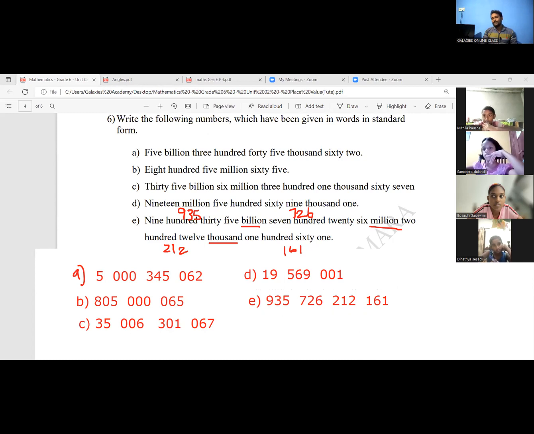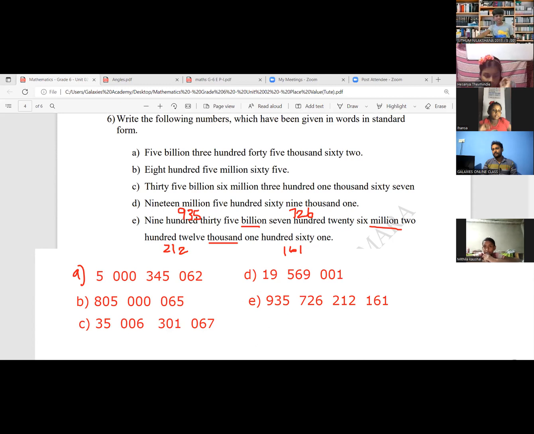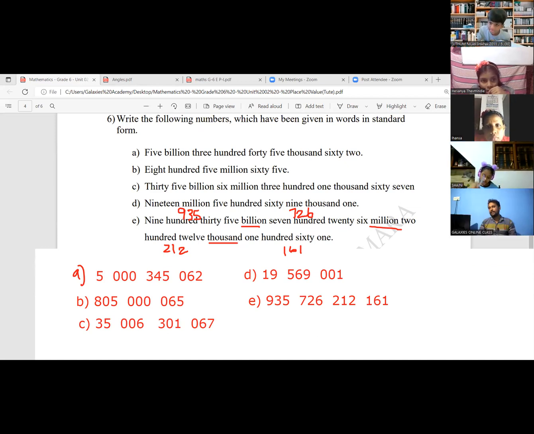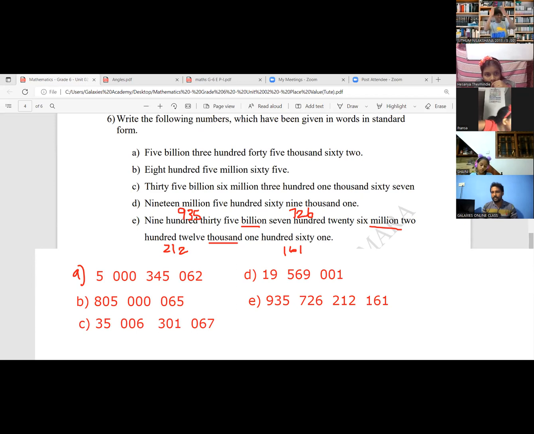Right, are you clear on this part? Can you understand? Yes, sir. Right, okay, that's the writing method. If the word form is given, this is the writing method of the standard form, the digit form of the large number.